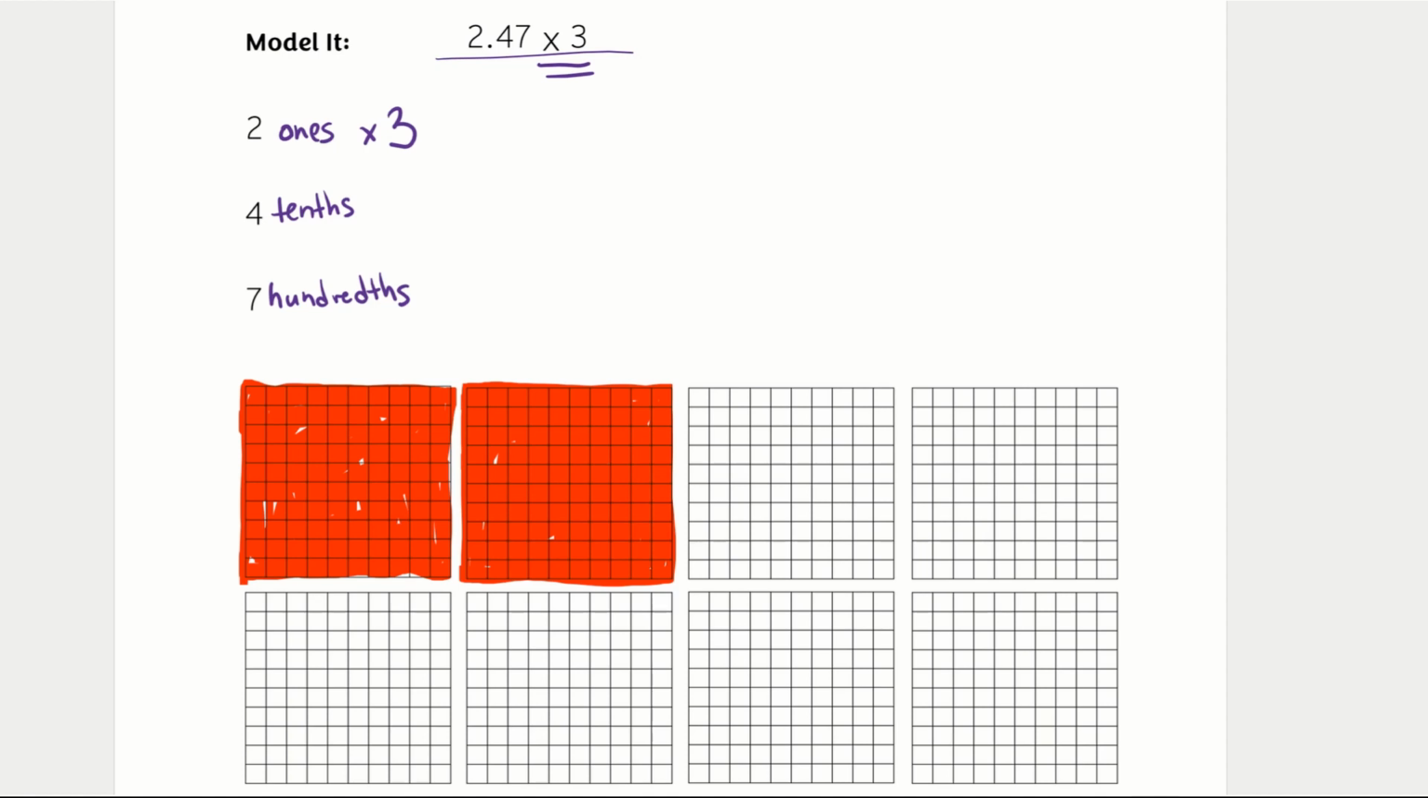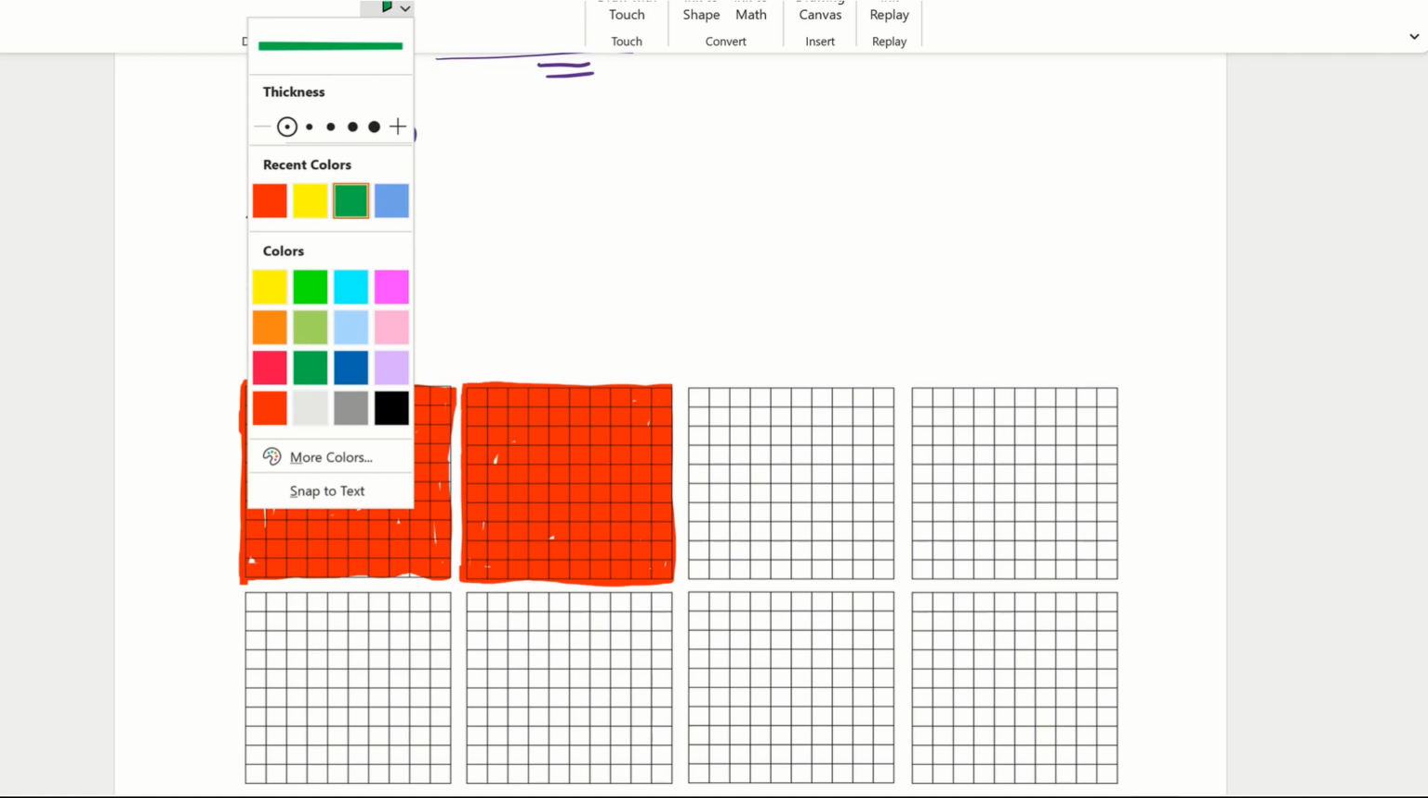All right, so there's my 2. But I want to multiply that by 3, so I need to do that 3 times. So there's 2. Let me get a new color. I'm going to get my green. And then I'm going to do that again.